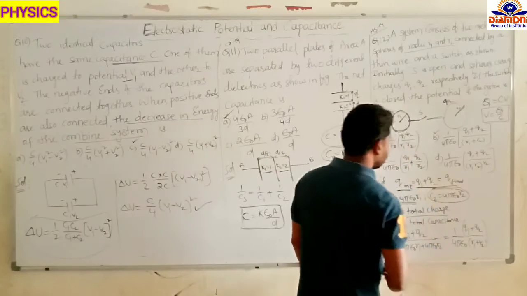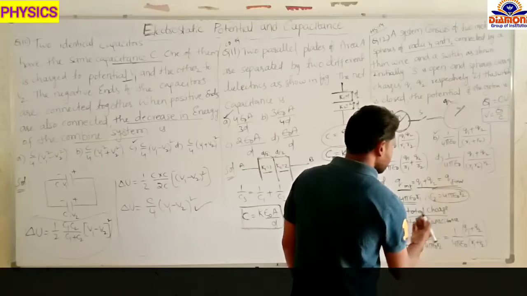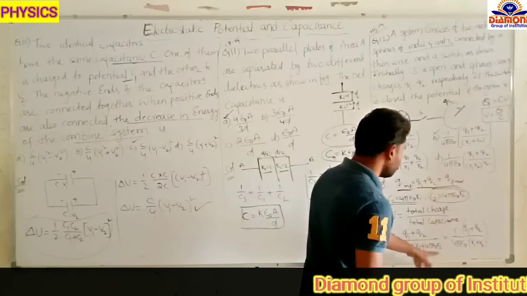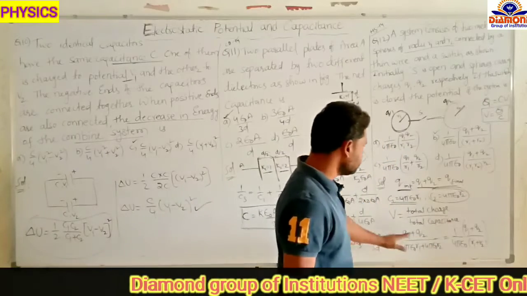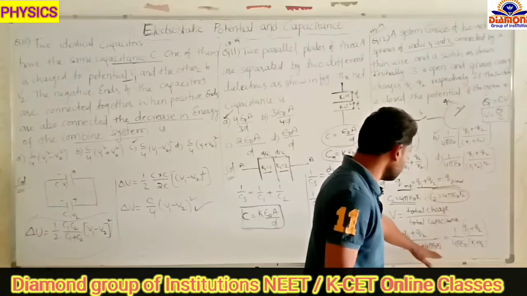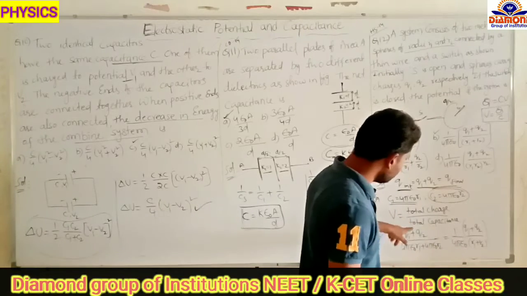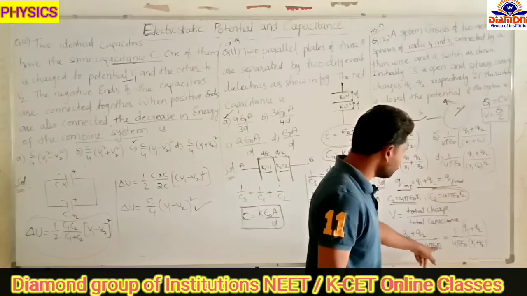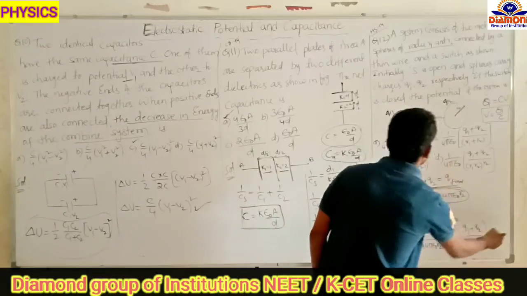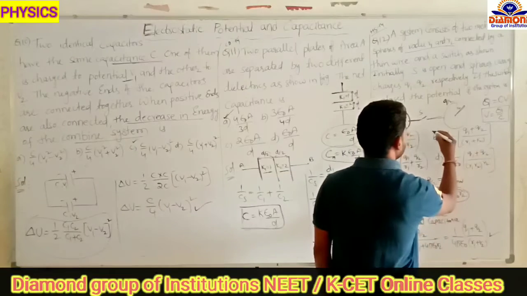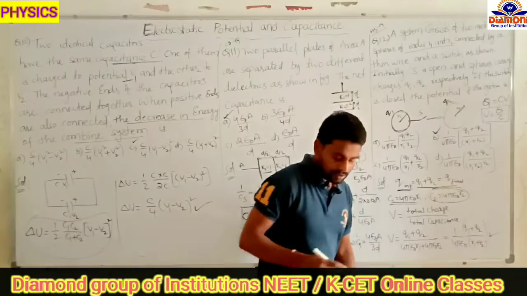So Q1 plus Q2 by the capacitance values C1 plus C2, which is 4 pi epsilon naught R1 plus 4 pi epsilon naught R2. Taking 4 pi epsilon naught as common from the denominator, in the numerator we have Q1 plus Q2, and in the denominator R1 plus R2. So the answer is 1 by 4 pi epsilon naught times Q1 plus Q2 by R1 plus R2. B is the right answer. Like this you have to solve the problems.